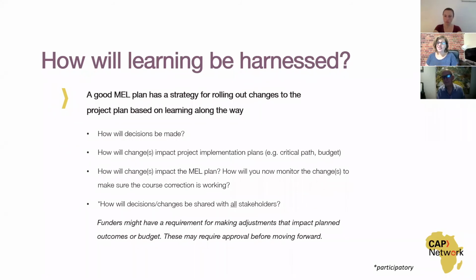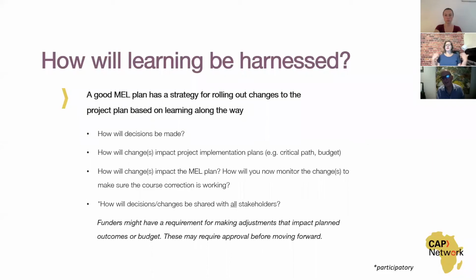So then, thinking through the learning piece. You've got your data, you start asking questions, you analyze it, you maybe go out and ask for some additional input or information from your stakeholders. Then how do you make decisions? In some cases that might be prescribed for you. A funder, for example, might have it in their contract that they get to approve any changes to the project plan or budget. That's one thing to be considered.